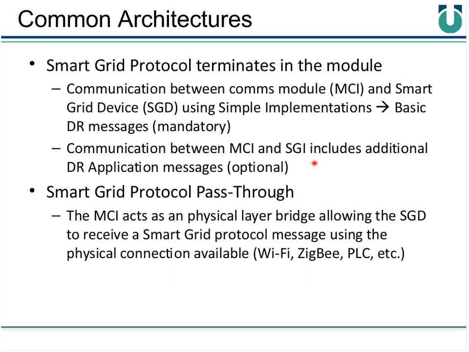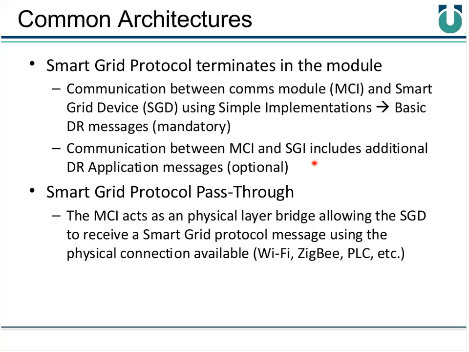So, as I mentioned, a quick review again of these architectures that we have seen. You can either terminate the smart grid protocol within the module. That would mean you have, for instance, SEP2, or OpenADR, or other standards coming to the smart grid device, and the module itself, the MCI, represents, say, an SEP node or an OpenADR client, and terminates that communication signal within that module. Then it communicates using basic DR messages or additional intermediate DR application messages with the smart grid device.